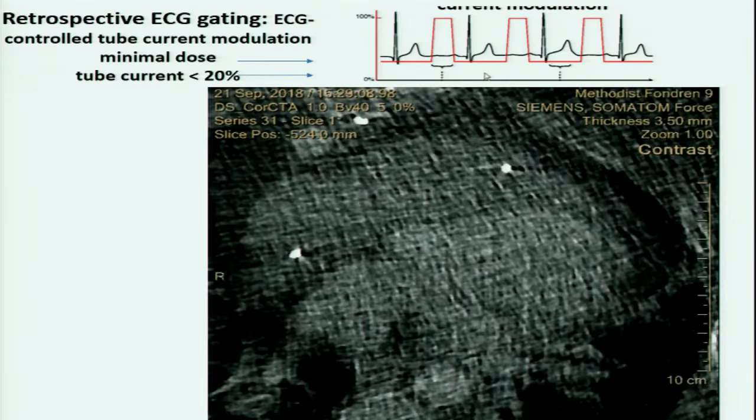And this will be another example of retrospective gating with dose modulation. What can you tell from there? I don't know why it's not playing, but for instance, essentially the energy level is turned down to less than 20% of the maximum energy during the diastolic phases. And there are tricks that you can use to still obtain a reasonable contour and assess the LV function.